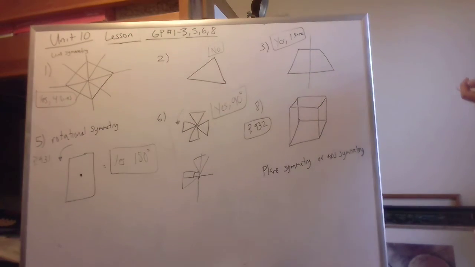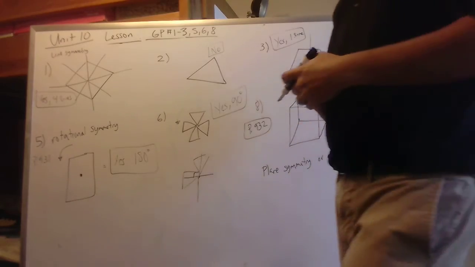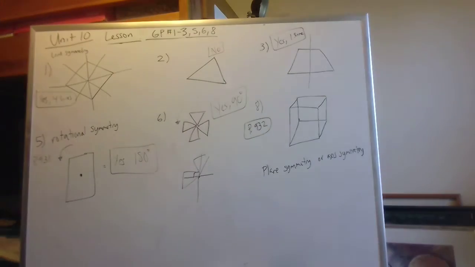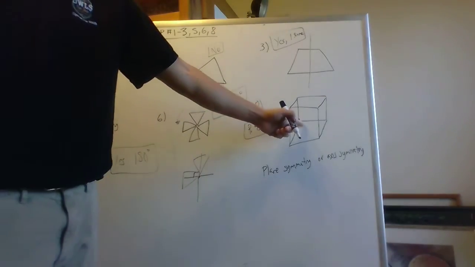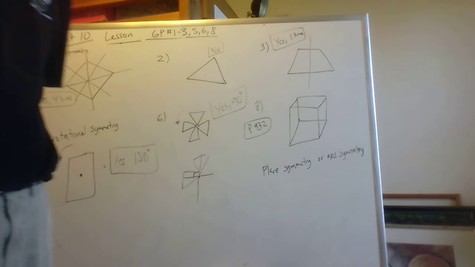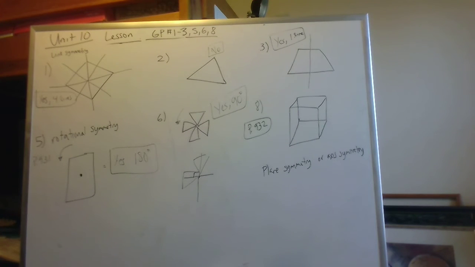All right, lastly, this is from page 932. It wants to know if this cube right here, I drew a three-dimensional cube, has plane symmetry or axis symmetry. So if you go to page 932, you can see an example. Plane symmetry, by definition, says a three-dimensional figure has plane symmetry if the figure can be mapped onto itself by a reflection in a plane.